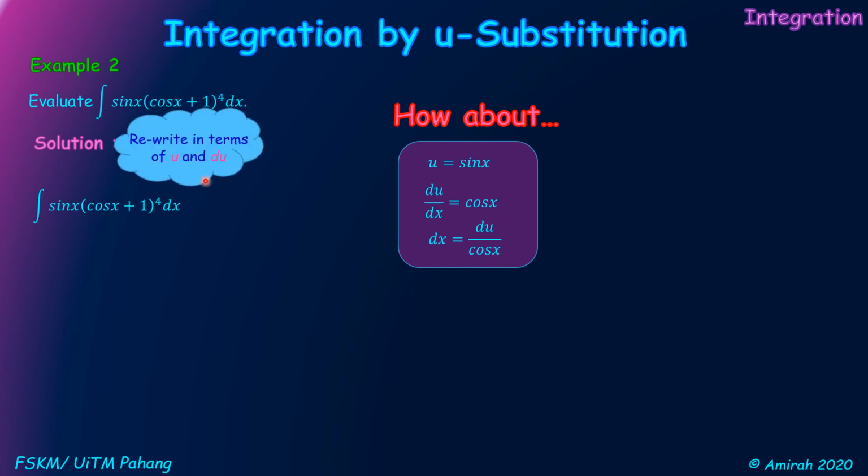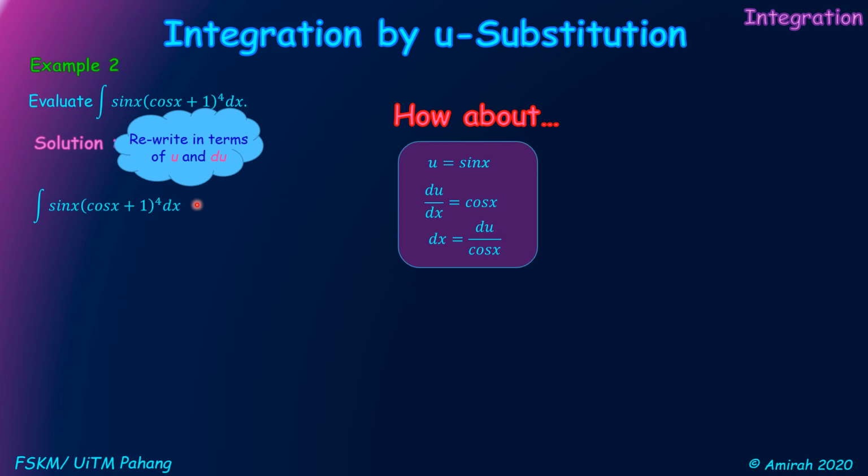And then we rewrite the given question in terms of variable u and du. Remember, when we use u substitution, first we choose u, then we find du over dx, then we write dx as the subject, and after that, we rewrite the given question in terms of u and du. But to write dx in terms of du, we cannot just simply replace like that. We need to differentiate to create the symbol for du here.